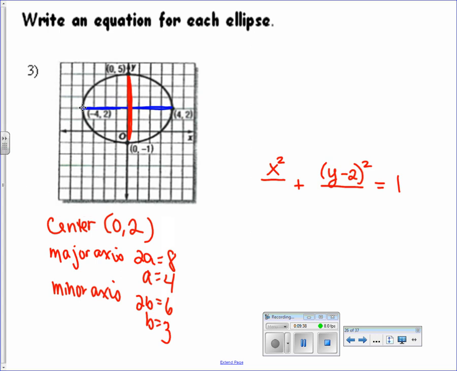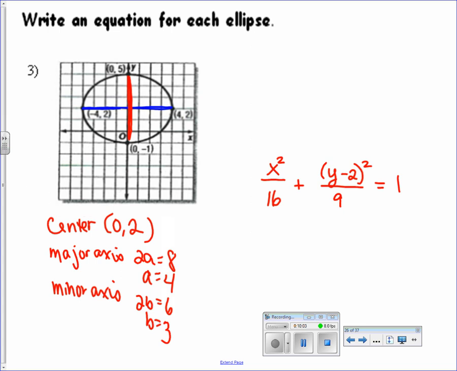And then to get our bottom number, since it opens this way, it's bigger on the x-axis. The bigger number, the a, is going to go under here this time. So we're going to square the 4. So we'll get 16. And then square the b value, which is 9. And then that's my equation. So that's kind of how you would write an equation of an ellipse.